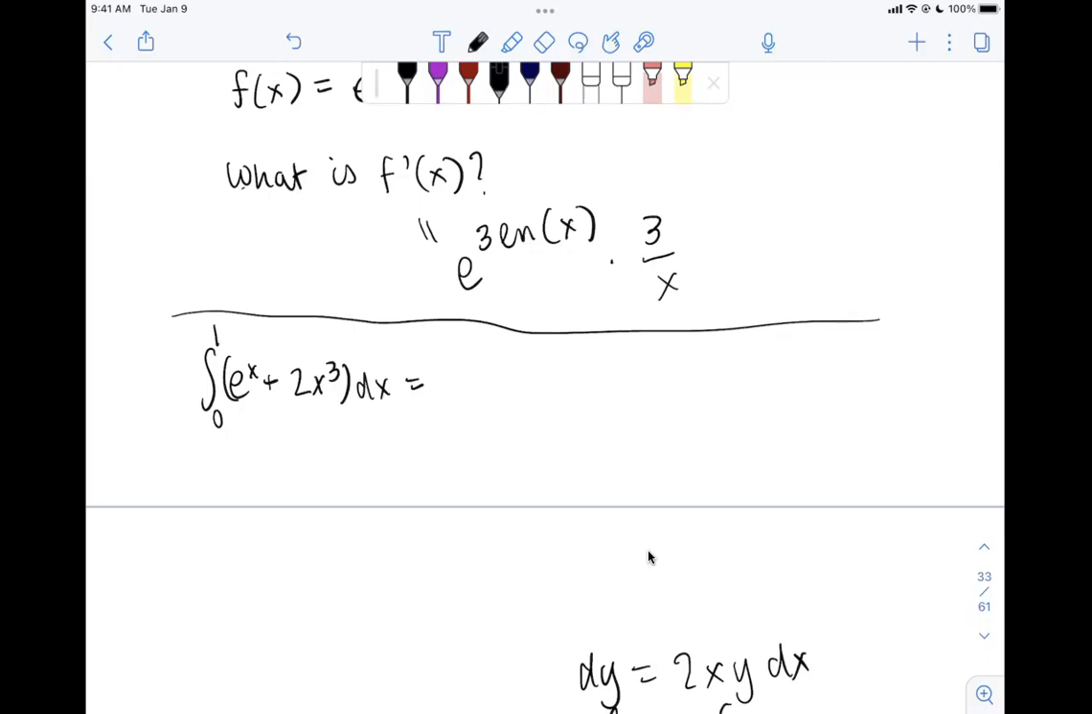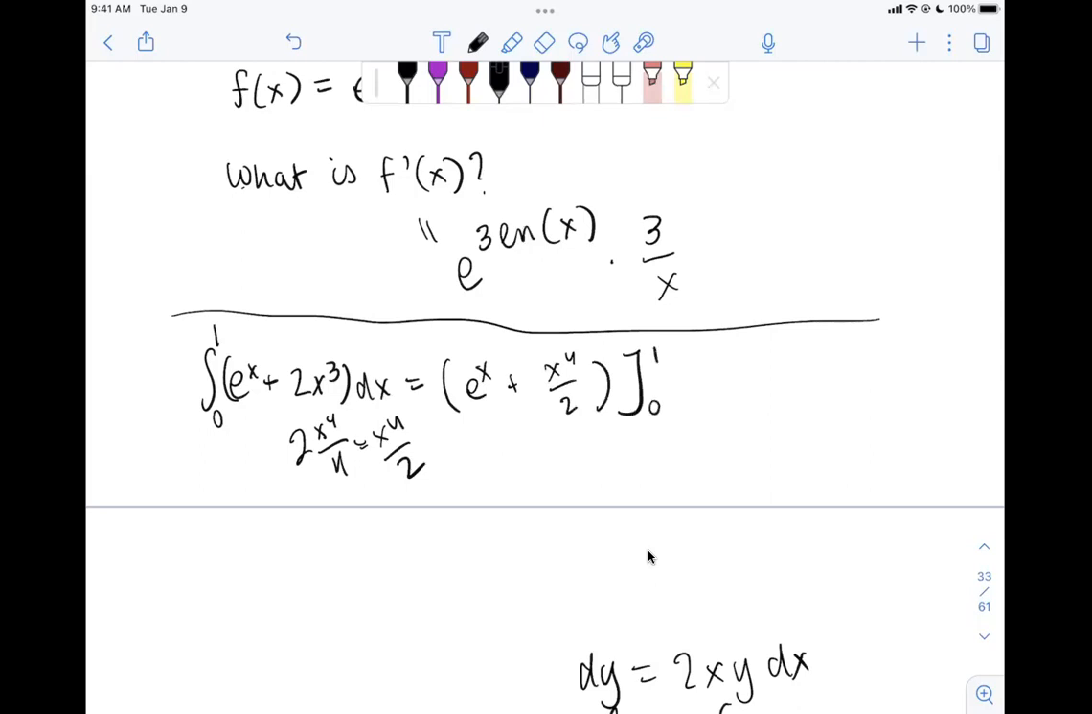All right, let's go over it. So we want the antiderivative, and then we're going to go from 0 to 1 and subtract. So the antiderivative of e to the x is just e to the x. And then for 2x cubed, we're going to go 2 times x to the 4th over 4. That's just x to the 4 over 2. And then we're going to go from 0 to 1.